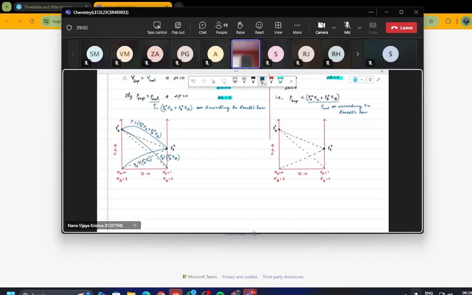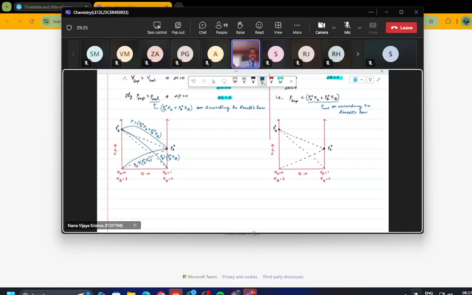What do you mean by XA? XA equal to 1 means it is pure A. If it is pure A, where is the solution? If it is pure A, then what is the pressure exerted? PA naught only. That's why it has to reach that only, no? Always. Pure B, then it should be PB naught only.